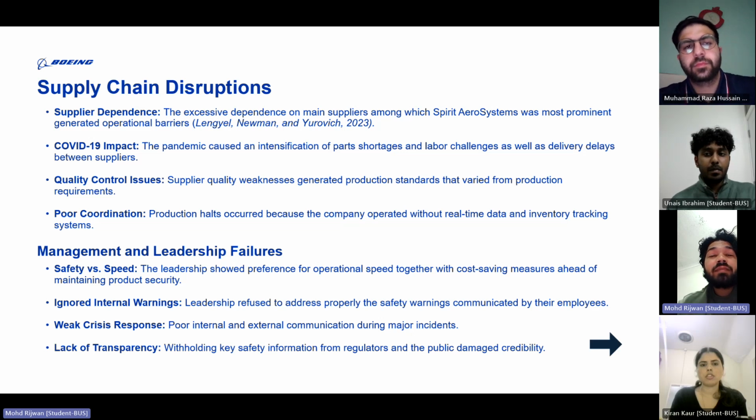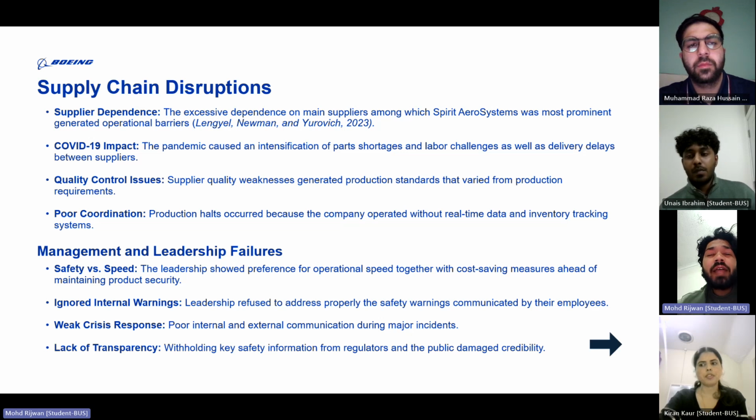And leadership failures worsened these issues. Boeing's culture prioritized speed and cost cutting over safety, leading to overlooked internal warnings. Executives failed to act on critical safety reports, and during the crisis communication was vague and delayed, and a lack of transparency with regulators further eroded public and industry trust.